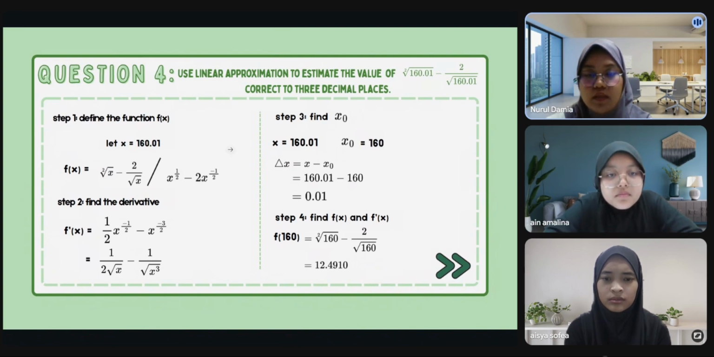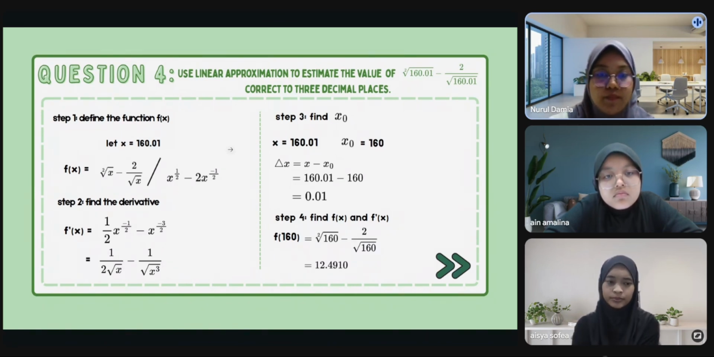For step 3, we need to find the x note. Our x is 160.01. We have the 0.01, which is quite annoying to work with since it has a decimal. So we are going to find a nearby number. That's easy. I choose my x note as 160. So our delta x formula is delta x is equal to x minus x note. Our x is 160.01 minus our x note, which is 160. It becomes 0.01. After that, we plug the x note into f(x) and f prime x.